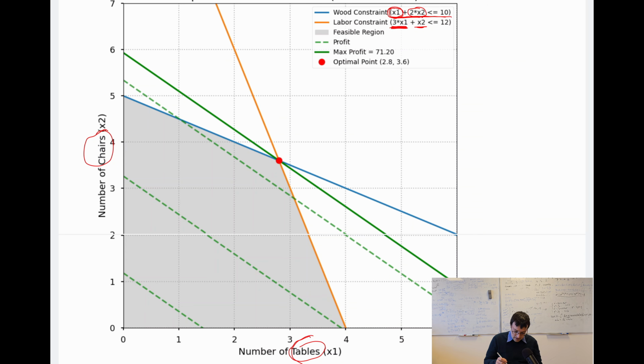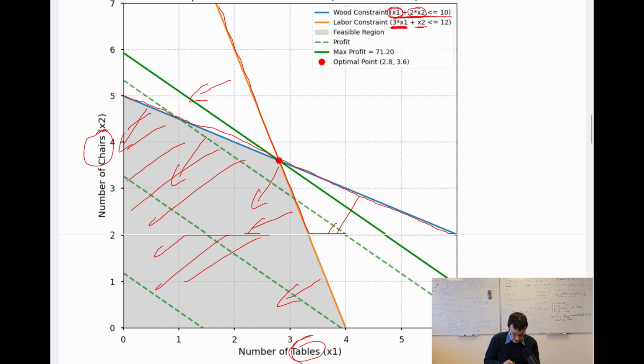So the idea here is that we have our wood constraint, which is essentially this blue line over here. And we know that the constraint is that the amount that we can consider has to be below 10. So that's to be below this line over here, okay? Now, if we look at the labor constraint, which gives this line over here, we know that we need to be below this line, so we need to be in this region over here. Once we take the intersection of these two regions, we get this gray area over here.